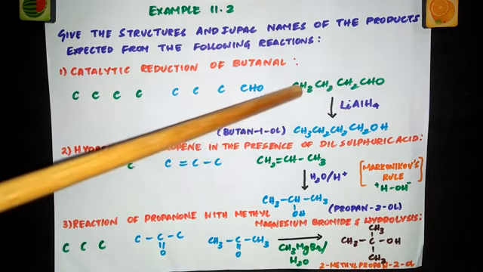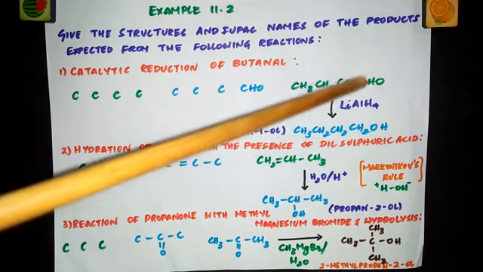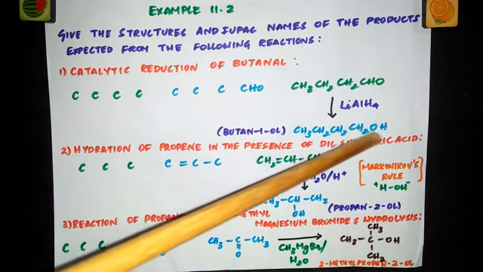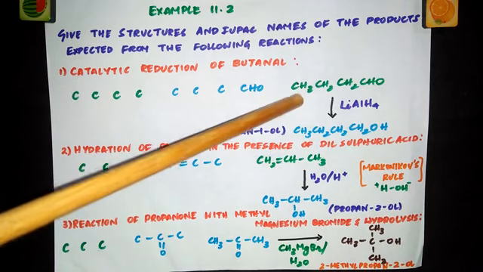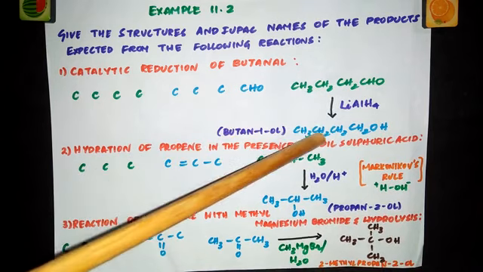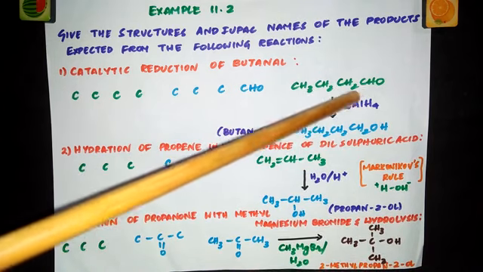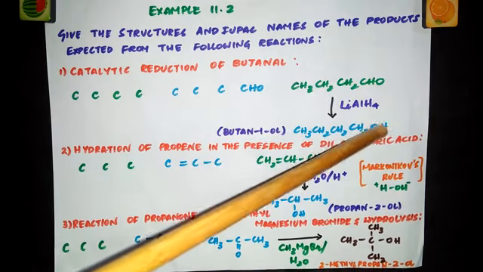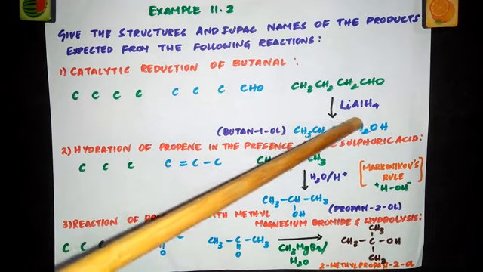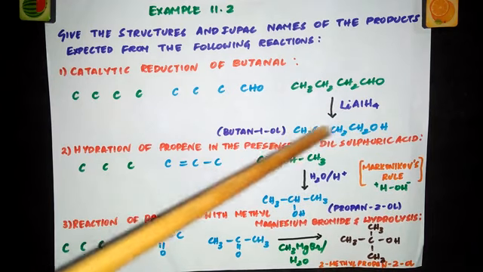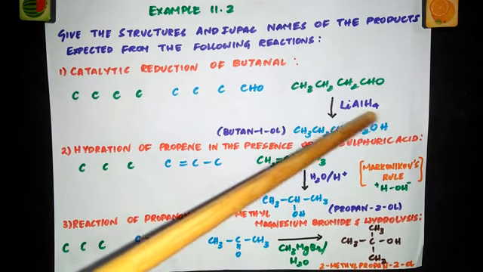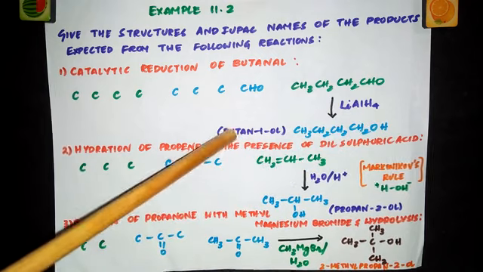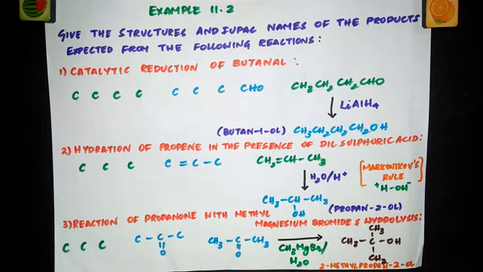Remember, this part will remain the same. This CHO will be reduced to CH2OH. So what will be the product? CH3, CH2, this CH2. Instead of this CHO, we are writing CH2OH. Now name this compound. Start numbering from here. 1, 2, 3, 4. Butane, and OH is there in the first carbon. So butan-1-ol is the IUPAC name of this product. So the first question is over.